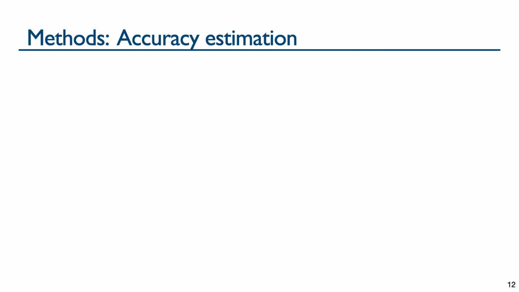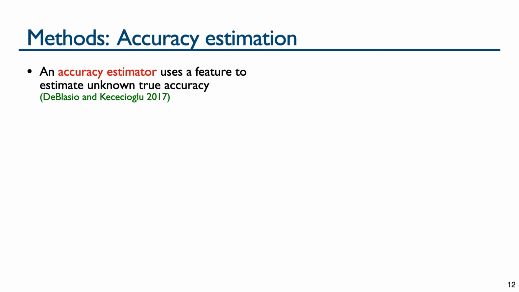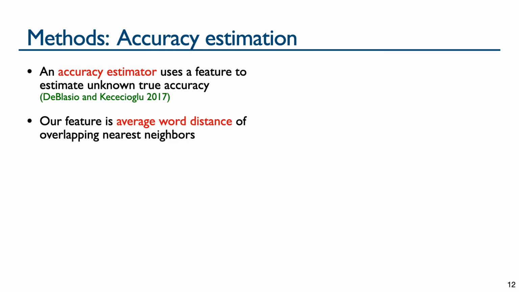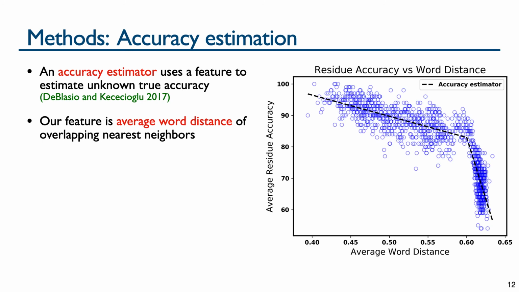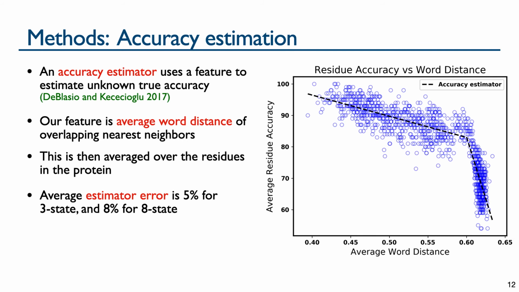A unique aspect of our approach is that it uses an accuracy estimator, which estimates the unknown true accuracy of its prediction based on an easily computable feature. We use average word distance of overlapping nearest neighbors in our case. Each circle in this figure represents a residue from CASP proteins, which is plotted at its average word distance on the horizontal axis. Its value on the vertical axis is average empirical accuracy of residues with similar word distance, which is averaged over the protein to get protein estimated accuracy. The dashed lines give the piecewise linear fitted estimator, which maps word distance to estimated residue accuracy. The resulting accuracy estimator has an average error of 5% for the 3-state model and 8% for the 8-state model.